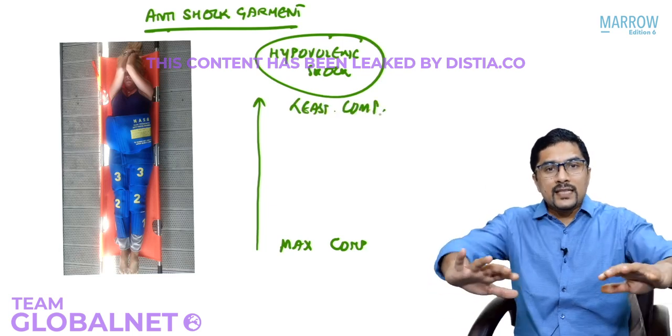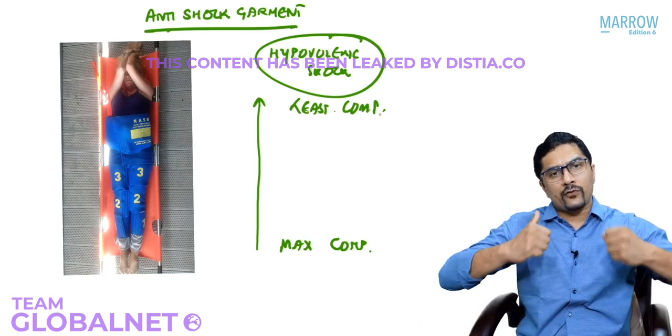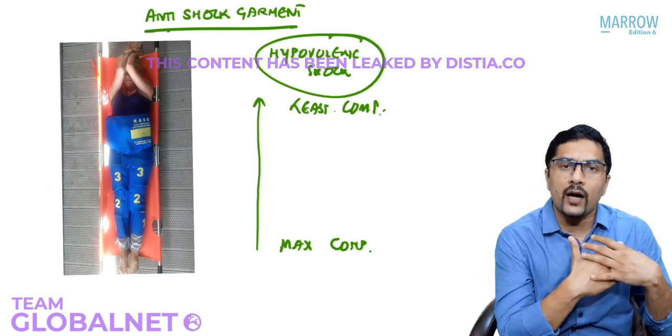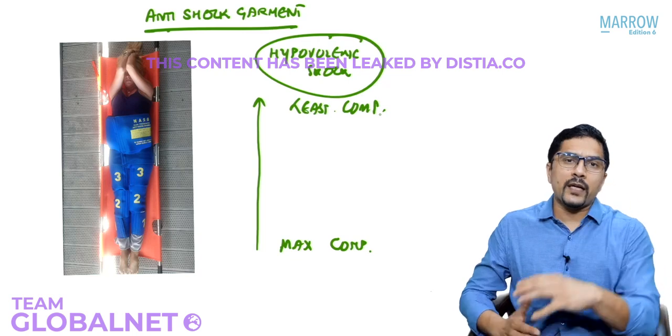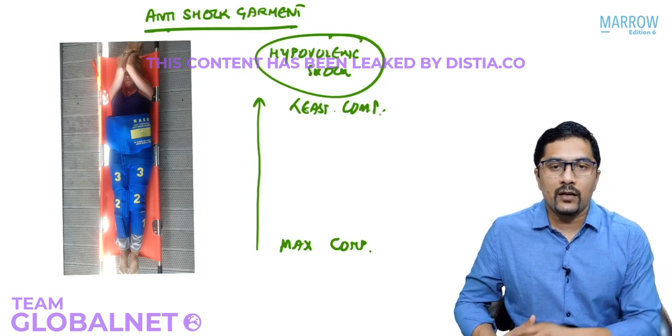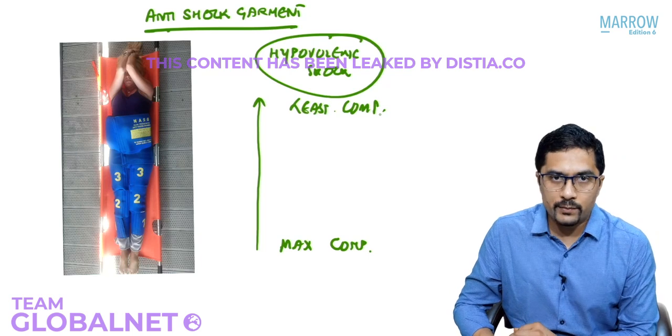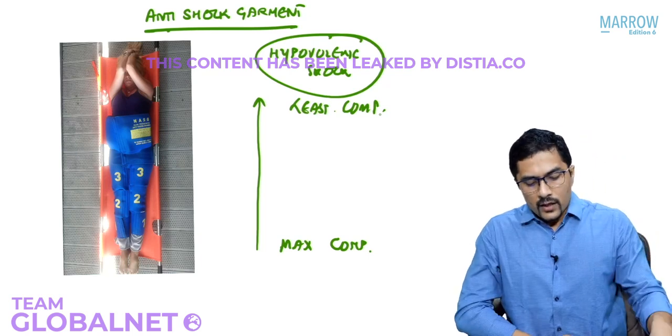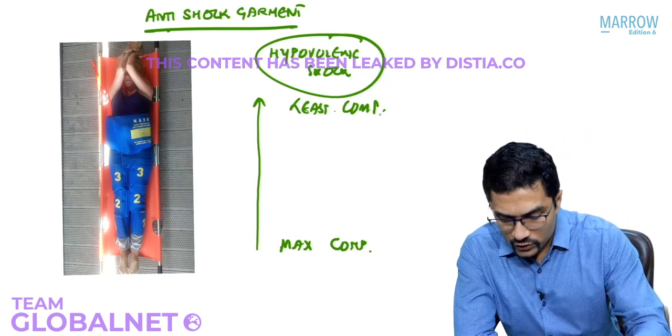So what this does is that this squeezes out blood from the limbs and sends it to the heart so that the blood pressure can be maintained for some time till the patient is shifted to the hospital. Okay. So this was regarding massive blood transfusion.